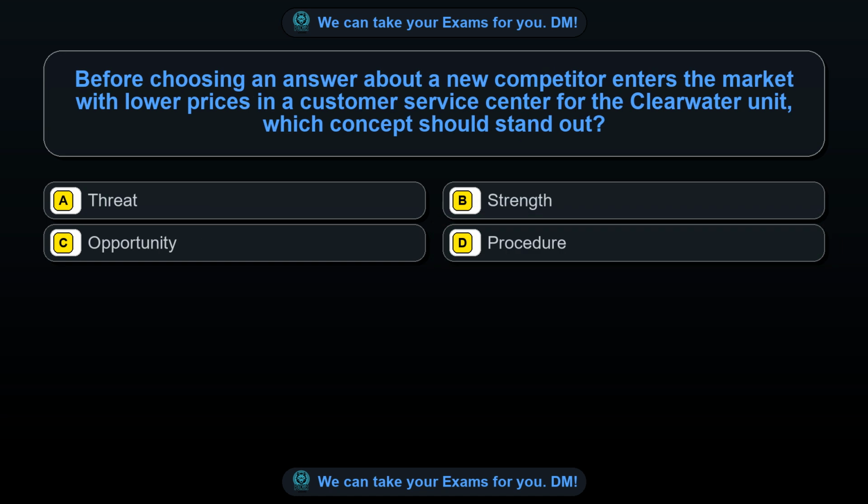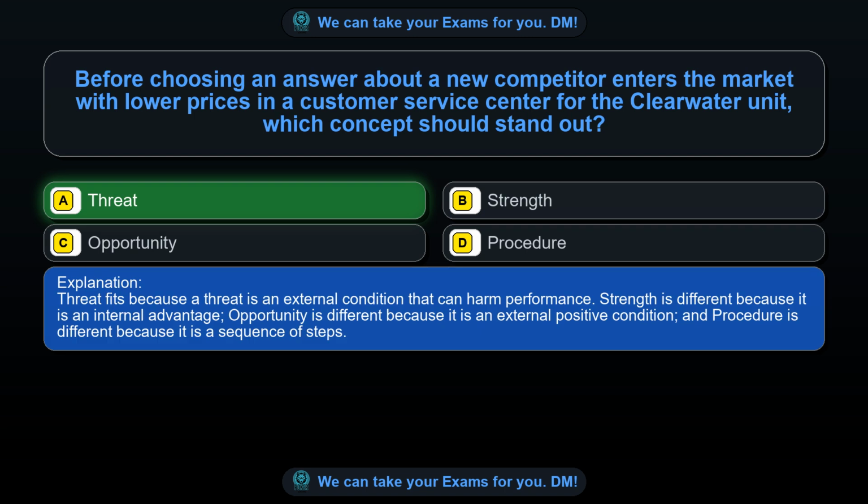Question 34. Before choosing an answer about a new competitor entering the market with lower prices in a customer service center for the Clearwater unit, which concept should stand out? Option A, threat. Option B, strength. Option C, opportunity. Option D, procedure. The correct answer is option A, threat. Threat fits because a threat is an external condition that can harm performance.